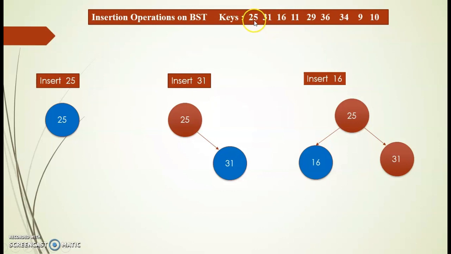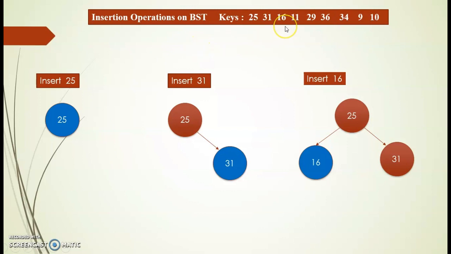So when you pick up the first key here, the first key is 25. This definitely becomes the root node value. And 31: you always start searching from the root node, and 31 is greater than 25, so it should fall to the right of this. So that's how you stick to the binary search property. All values greater than the root node value should fall to the right of this.